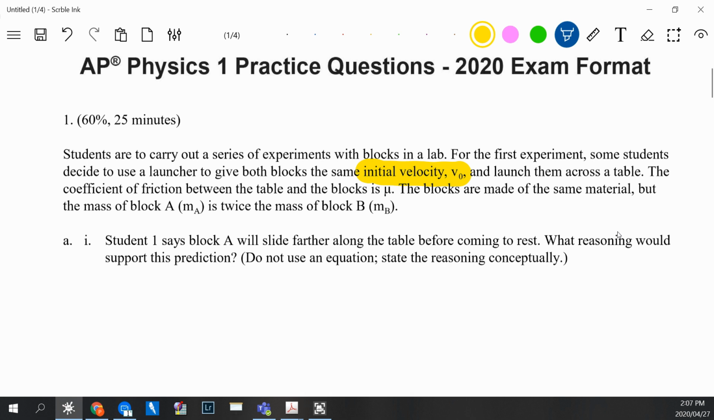They launch them across a table. The coefficient of friction between the table and the blocks is given as mu, and we're further told that the blocks are made of the same material. So the blocks are sounding identical so far, but the difference is coming up right now. It says, but the mass of block A, designated MA, is twice the mass of block B, MB.